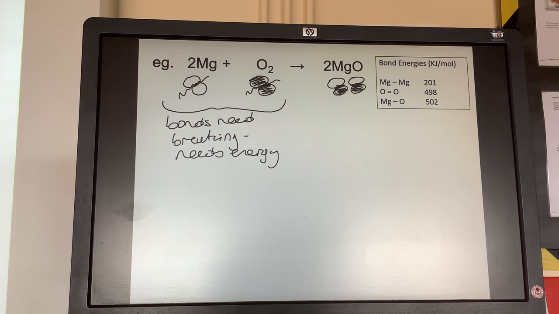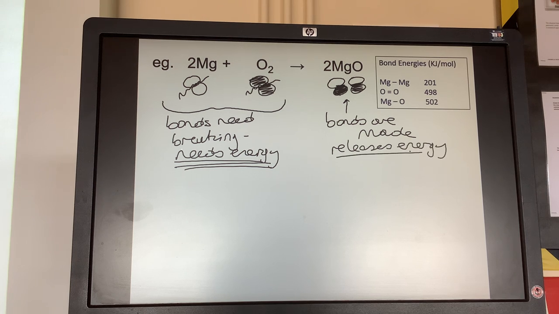Now, you might be a bit skeptical about the diagrams, but I'm keeping this very, very simple. So I've now made some new magnesium oxygen bonds. From this side, bonds are made. On this side, bonds are made. Now, like we said before, breaking the bonds needs energy. Making new bonds releases energy. We have to break the bonds of the reactants, and we're going to make new bonds in the products.